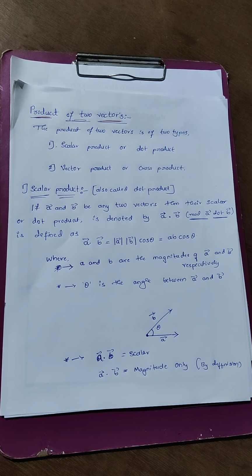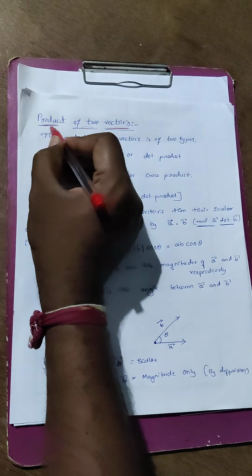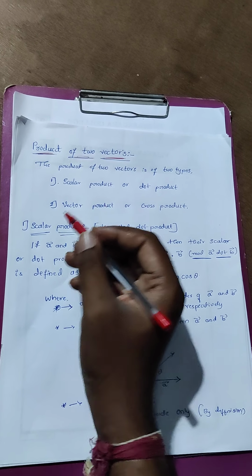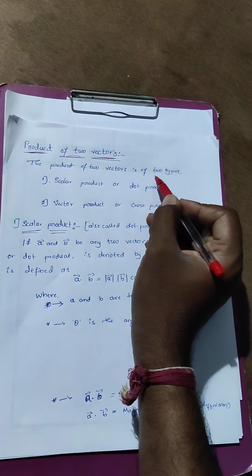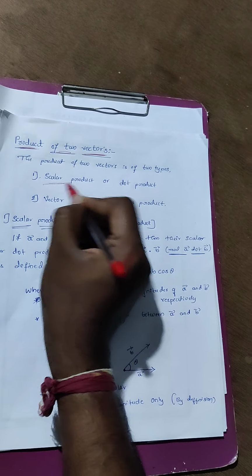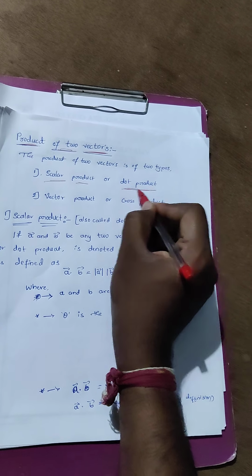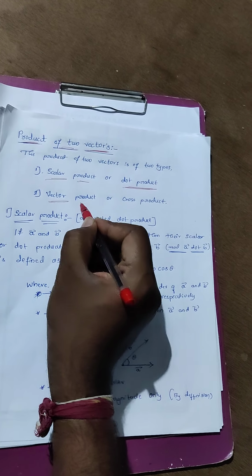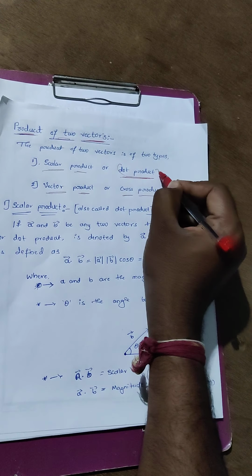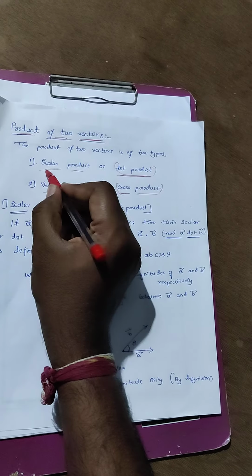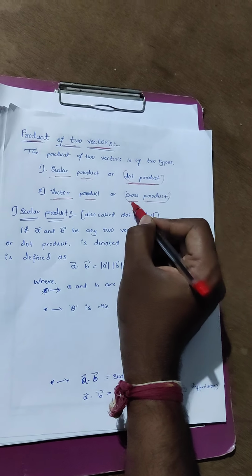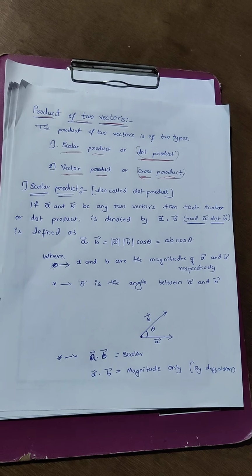In the before class we studied addition and subtraction. In this class we study the product of two vectors. Firstly, the product of two vectors is of two types. One is scalar product, also called dot product. The second one is vector product, also called cross product. Remember these names.